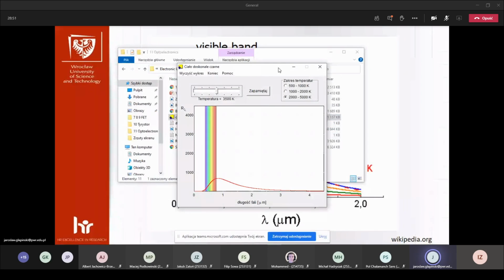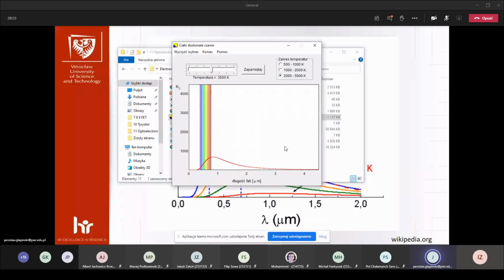Okay, this is a simple application that shows how it behaves. We can set the temperature of the black body, the black box. Changing the temperature, we can see that we get different wavelengths of the radiation of the black body. Increasing the temperature, first we have the red wavelengths that we can see, because we can't see the infrared and ultraviolet elements. This is the part of the electromagnetic spectrum that we can see.